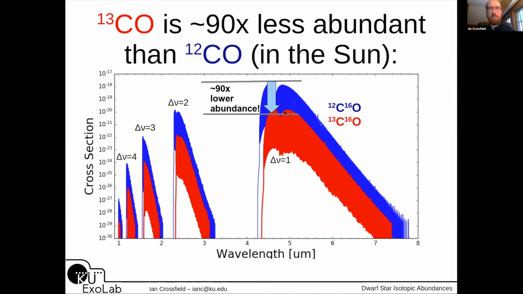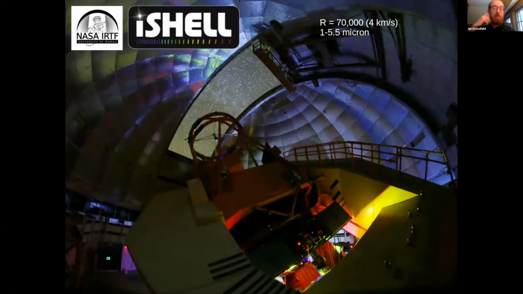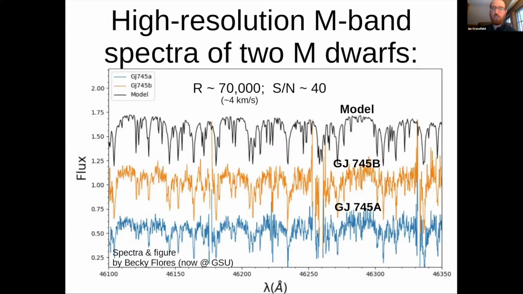I think there's only currently 2 instruments that can even make these measurements. We used iShell at the IRTF, a very high resolution infrared spectrograph. When CRIRES Plus eventually comes back on the VLT, then I think there will be 3 instruments that can do this. But it's still very limited facilities that are able to make these measurements. Because what we need to do is make very high resolution, very high signal to noise observations of these stars.